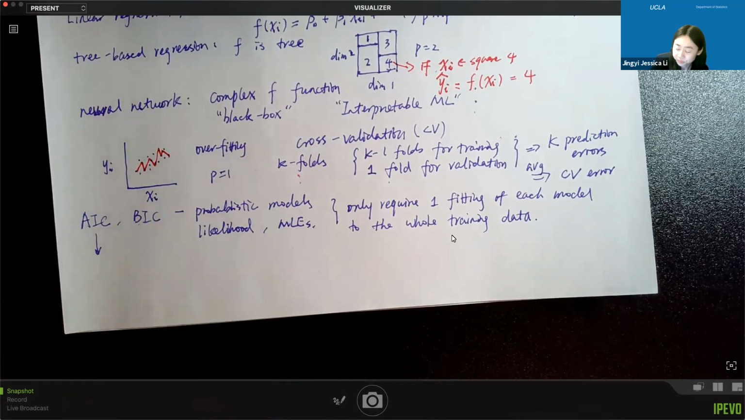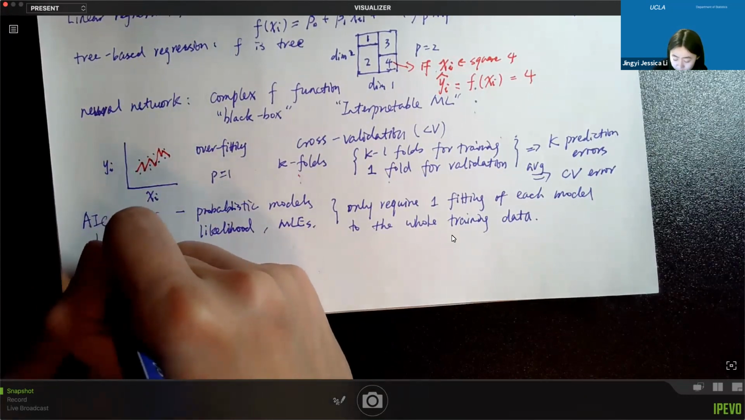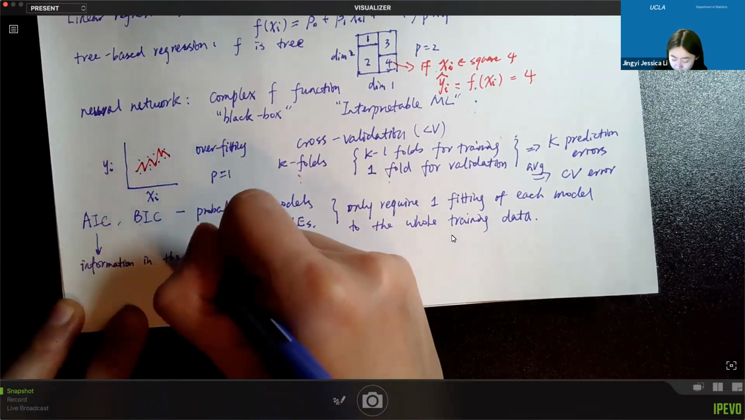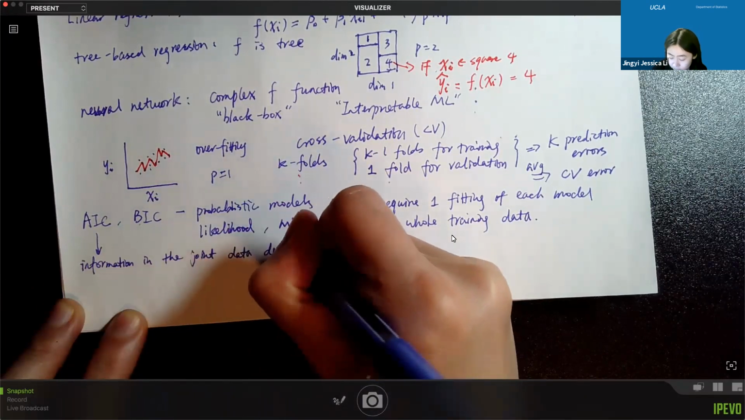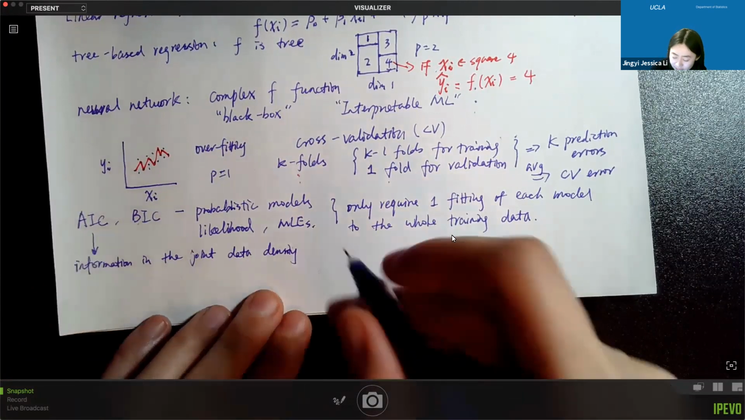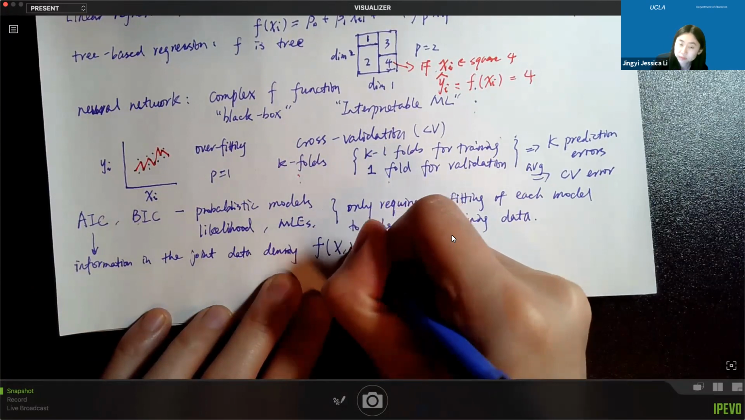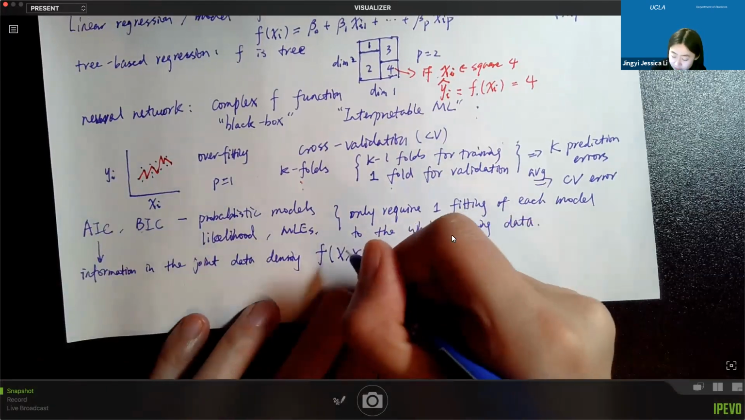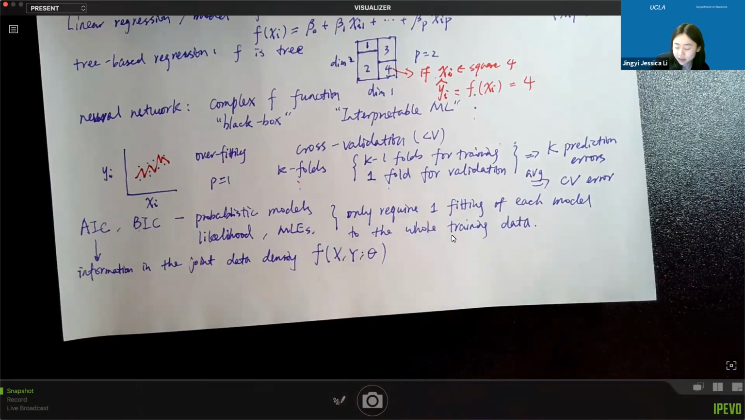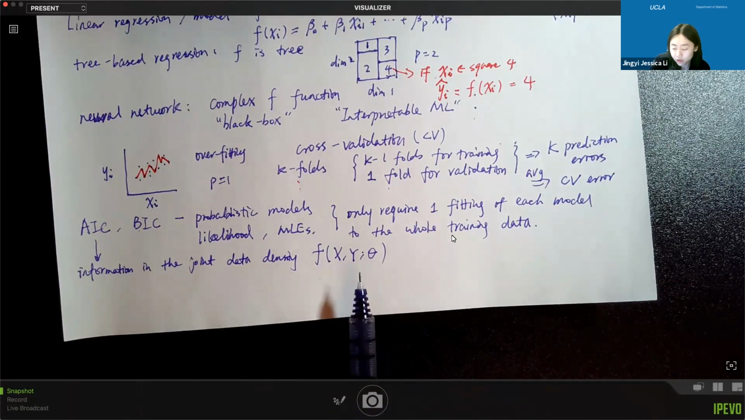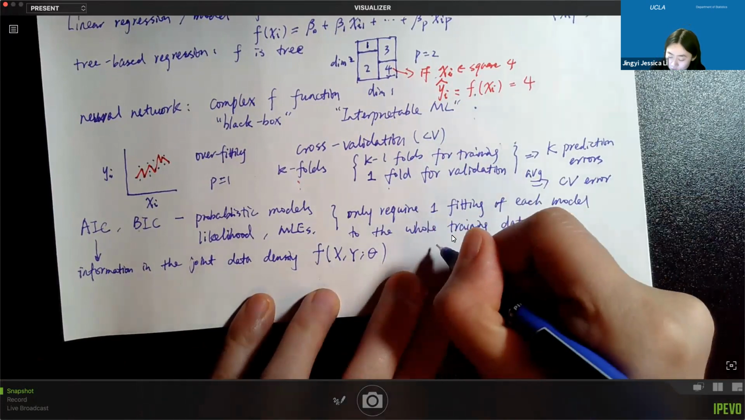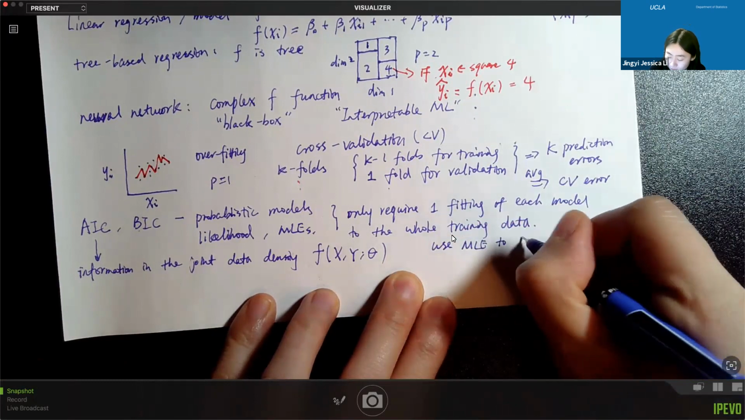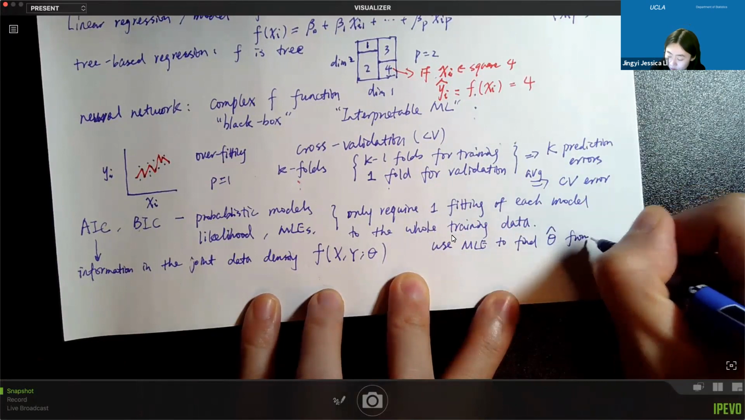So the issue is that when you actually evaluate the density, the information in the joint data density. Let me say the data is f of x and y, I put them together. And this will depend on some parameter in the model that generates the data. Let's just call that f theta. Theta is the model parameter for generating the data. But because this is not observable, we don't know what theta is. So instead, we use MLE, the maximum likelihood approach, to find theta hat from my XY data.